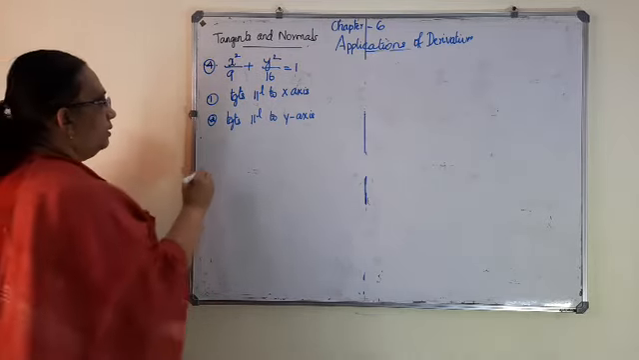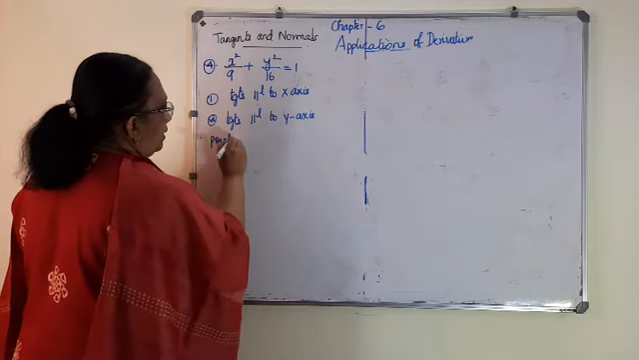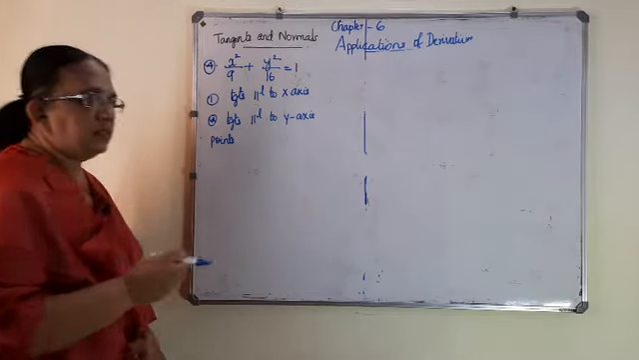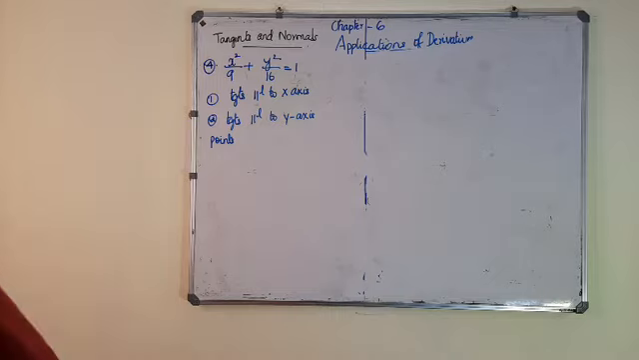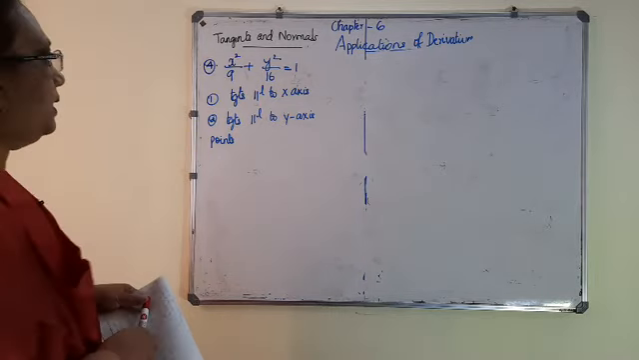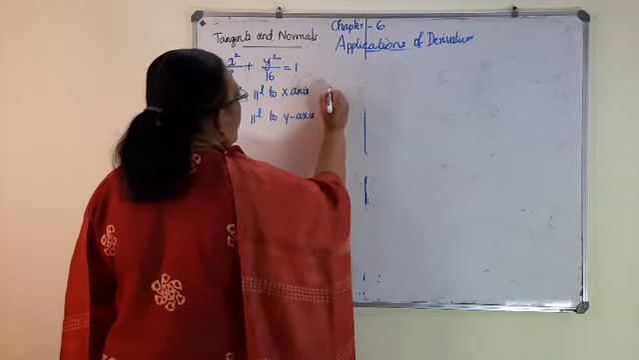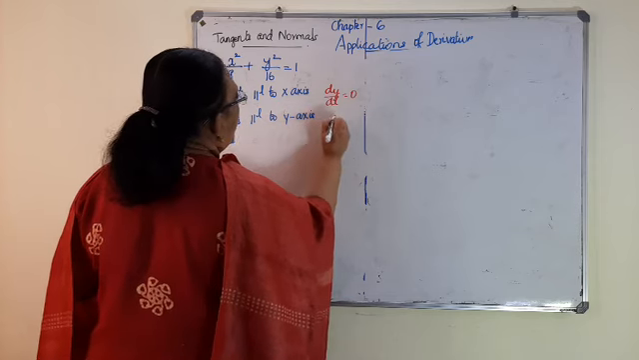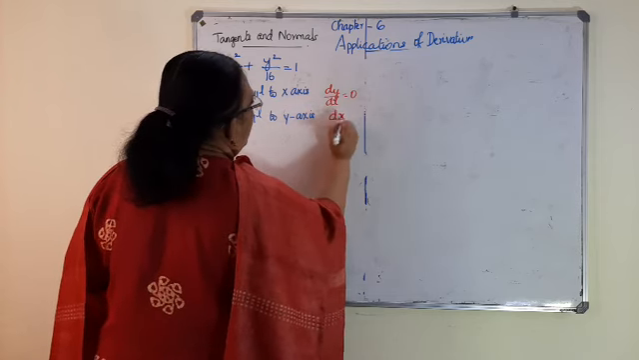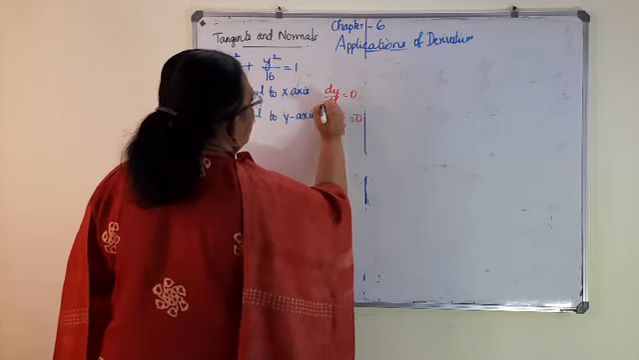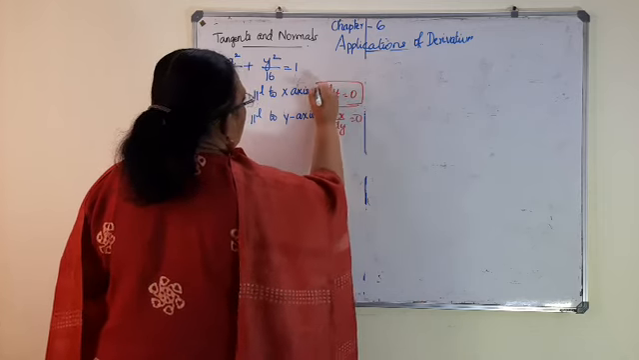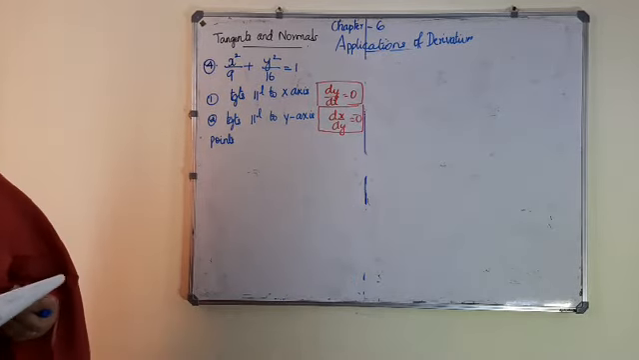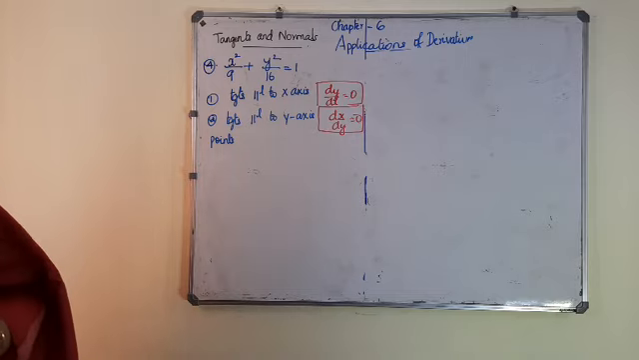Find the points on the curve. You are asked to find the points on the curve. Tangents parallel to the x-axis. What does it mean? It means dy by dx is equal to 0. Tangents parallel to the y-axis, dx by dy is equal to 0. Parallel to the x-axis, dy by dx is equal to 0. Tangents parallel to the y-axis, dx by dy is equal to 0.